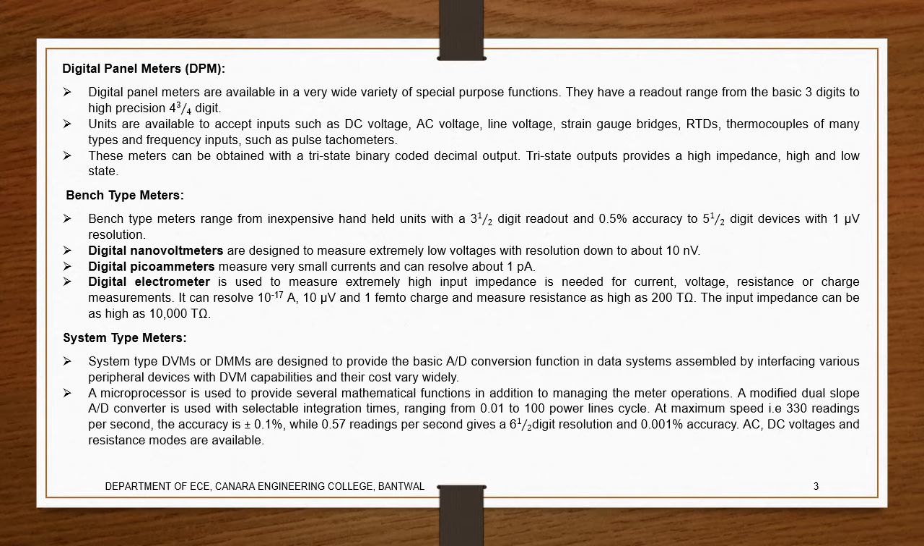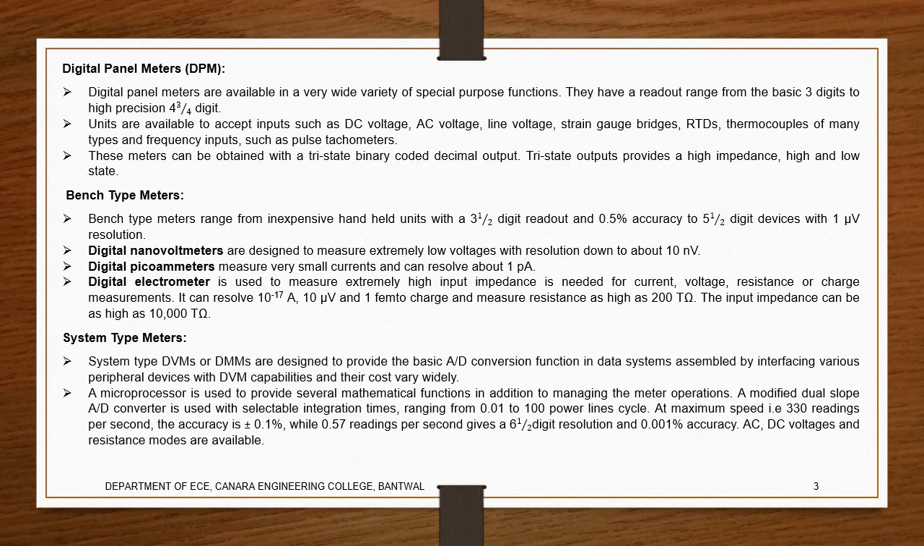Next one is the digital electrometers. They are usually used where very high impedance is needed for the current, voltage, resistance and so on, so as not to have any fluctuation, you have to stabilize that. Sometimes we use this one to control the process. It can resolve up to 10 raised to minus 17 amps, 10 microvolts, and 1 femtocoulomb.